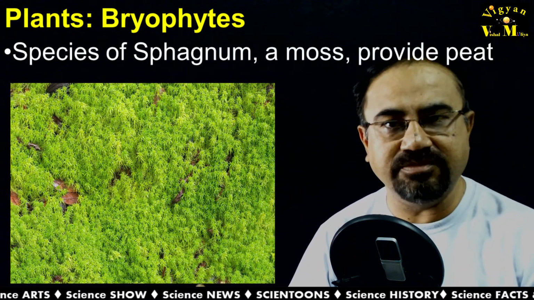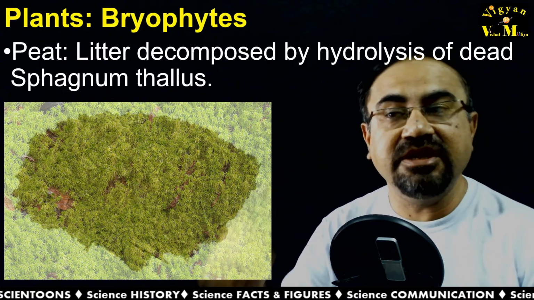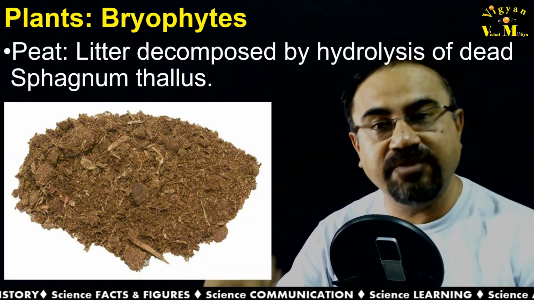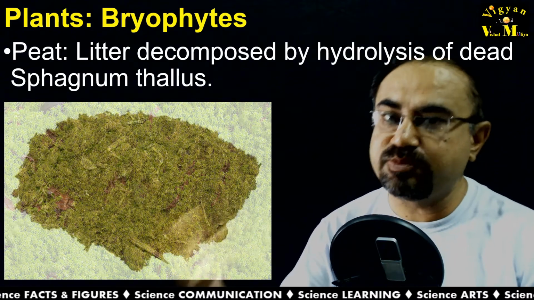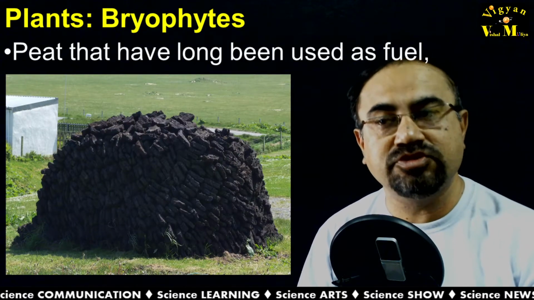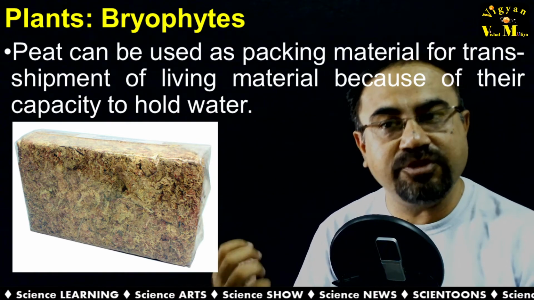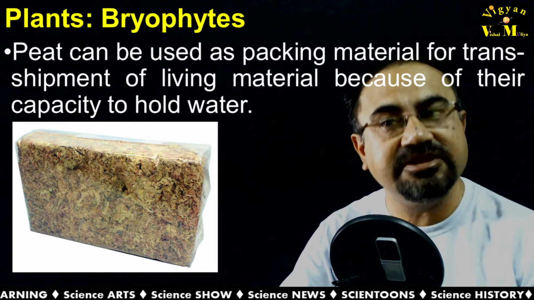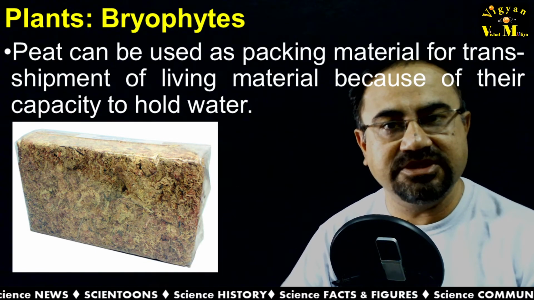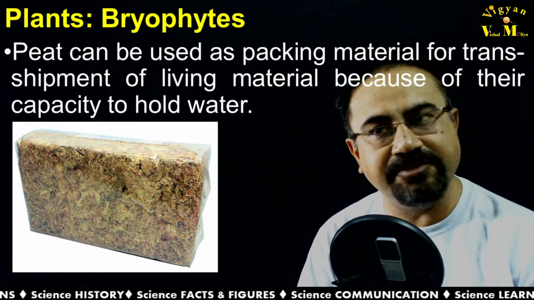The species of sphagnum, that is a moss, provides peat, and peat is nothing but litter decomposed by hydrolysis of dead sphagnum thallus. When sphagnum goes for decomposition, it produces peat. This peat can be used as fertilizer. It can be used as a fuel also, and because it has the capacity to hold or retain water for a long time, it can be used as packaging material for the transshipment or transport of living material. Because it has a large water holding capacity, it can hold water for a long time.